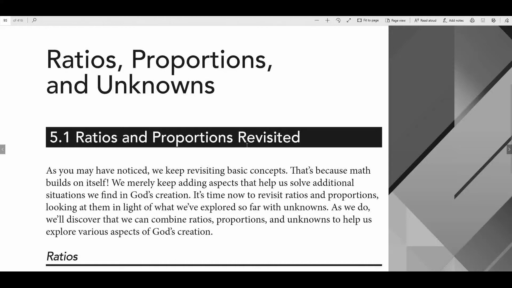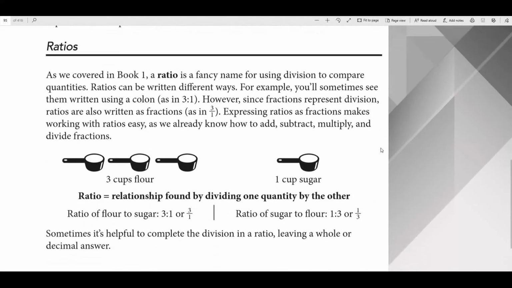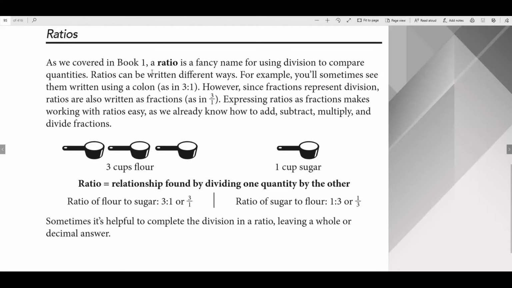So we are going to be in your book on page, I have no idea, 95. It's the beginning of chapter 5. All right, we're revisiting ratios and proportions. So ratios, as we covered in book 1, a ratio is a fancy name for using division to compare quantities. Ratios can be written different ways. For example, you'll sometimes see them written like this, 3 to 1 is how you say that. However, since fractions represent division, ratios are also written as fractions, as this, 3 to 1.